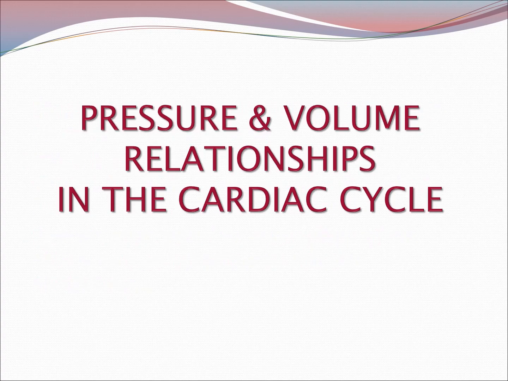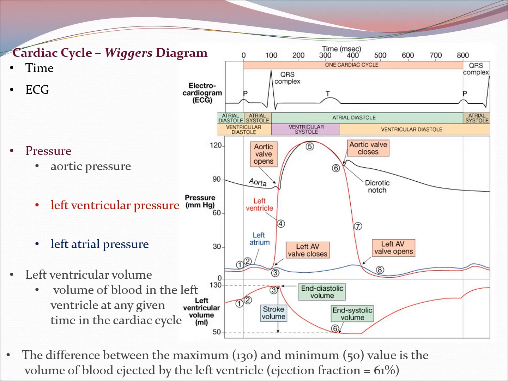In order to understand heart sounds, it's important to review the pressure and the volume relationships within the cardiac cycle. This is Wigger's diagram. It's a standard diagram that's used in cardiac physiology, and it's a graphical representation of the cardiac cycle. Now you'll note that there are several components in this Wigger's diagram. It's a graphical representation of the cardiac events through diastole, systole, and back to diastole, and illustrates the cardiac cycle as it relates to the left atrium and the left ventricle.